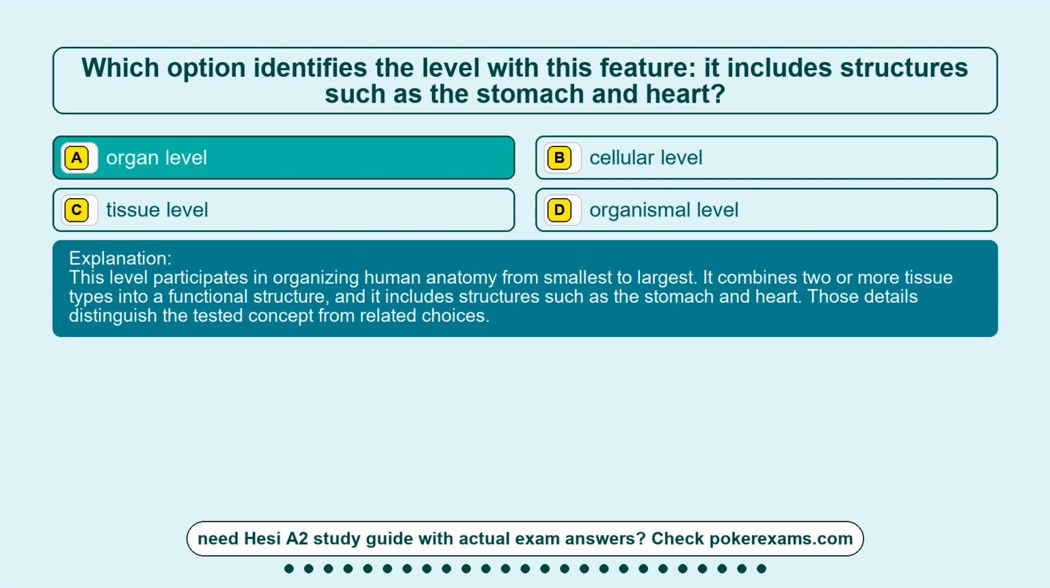This level participates in organizing human anatomy from smallest to largest. It combines two or more tissue types into a functional structure, and it includes structures such as the stomach and heart. Those details distinguish the tested concept from related choices.